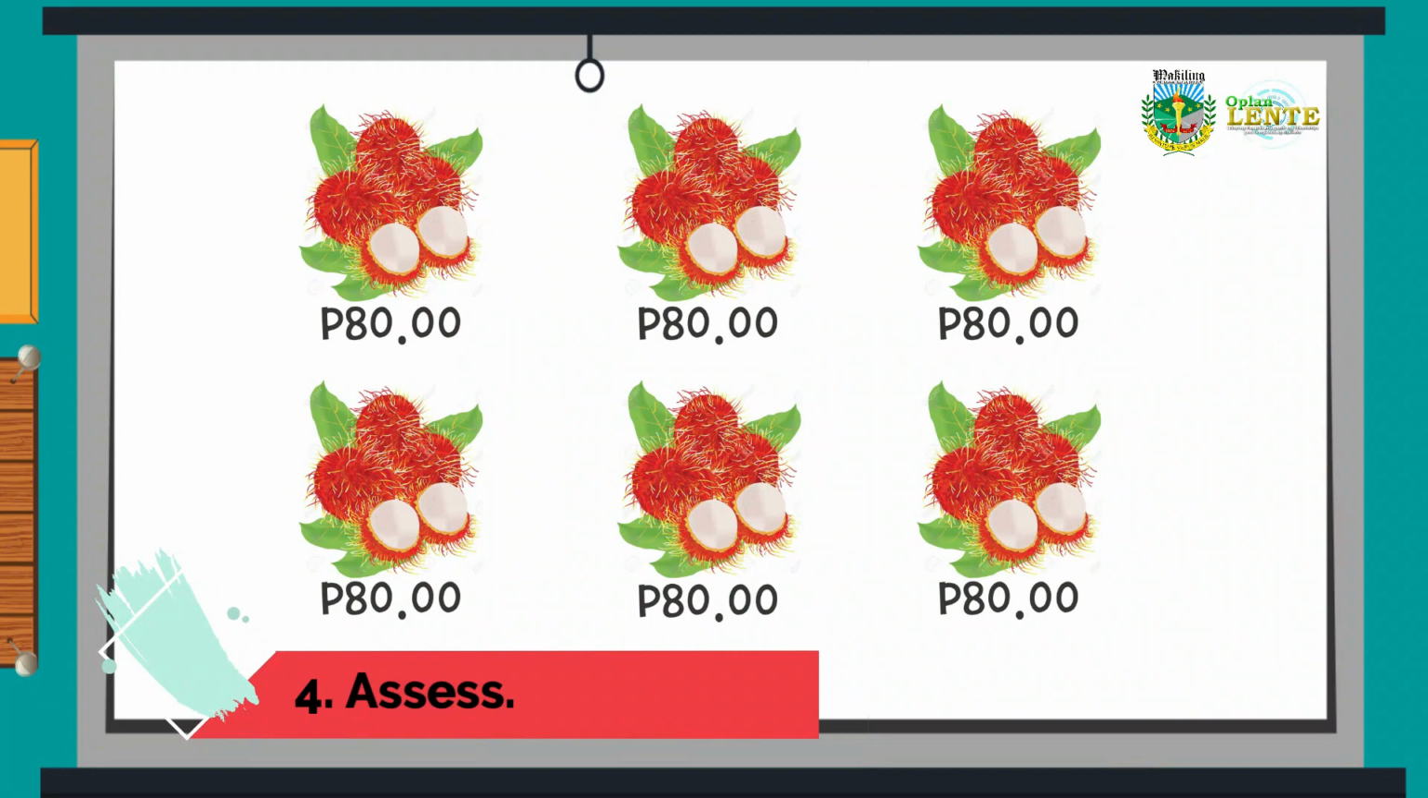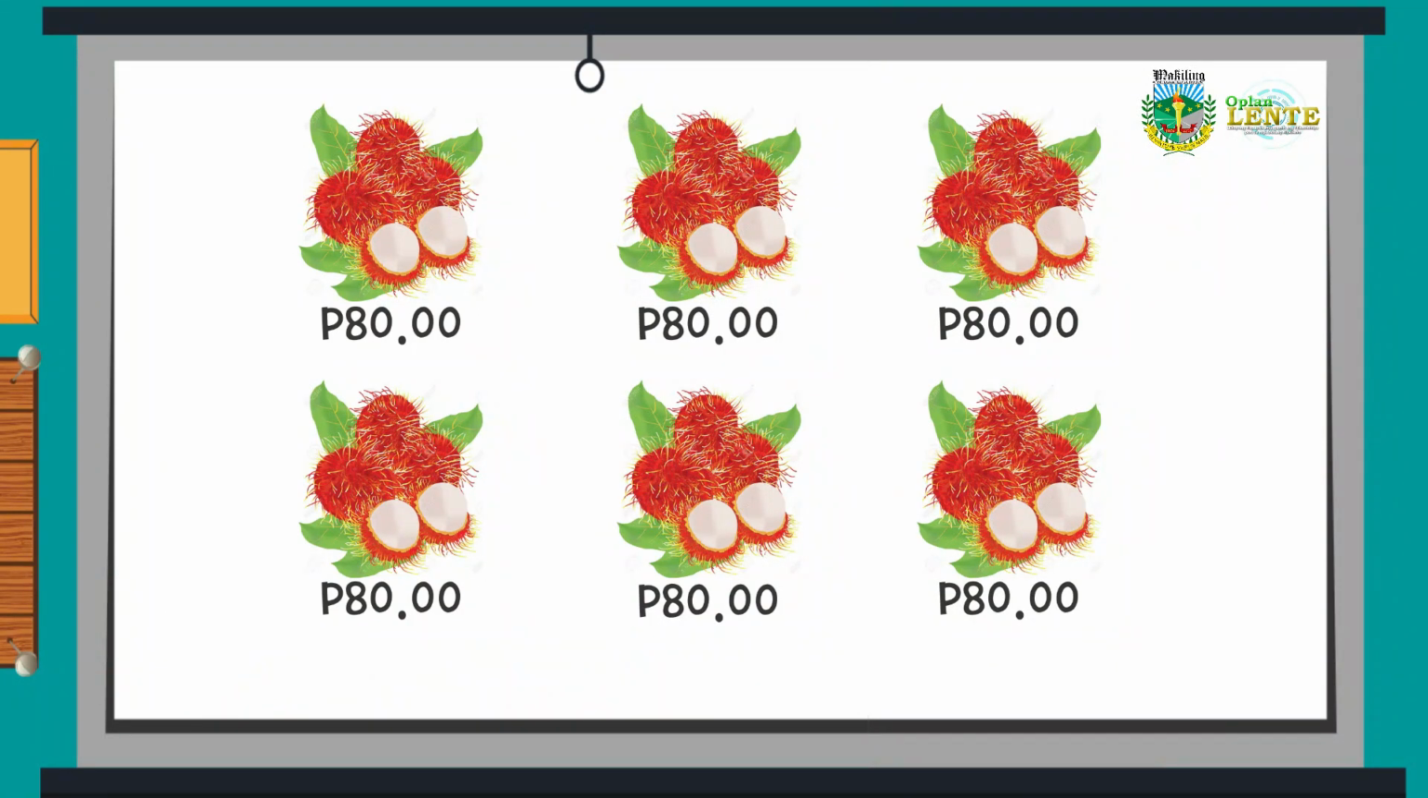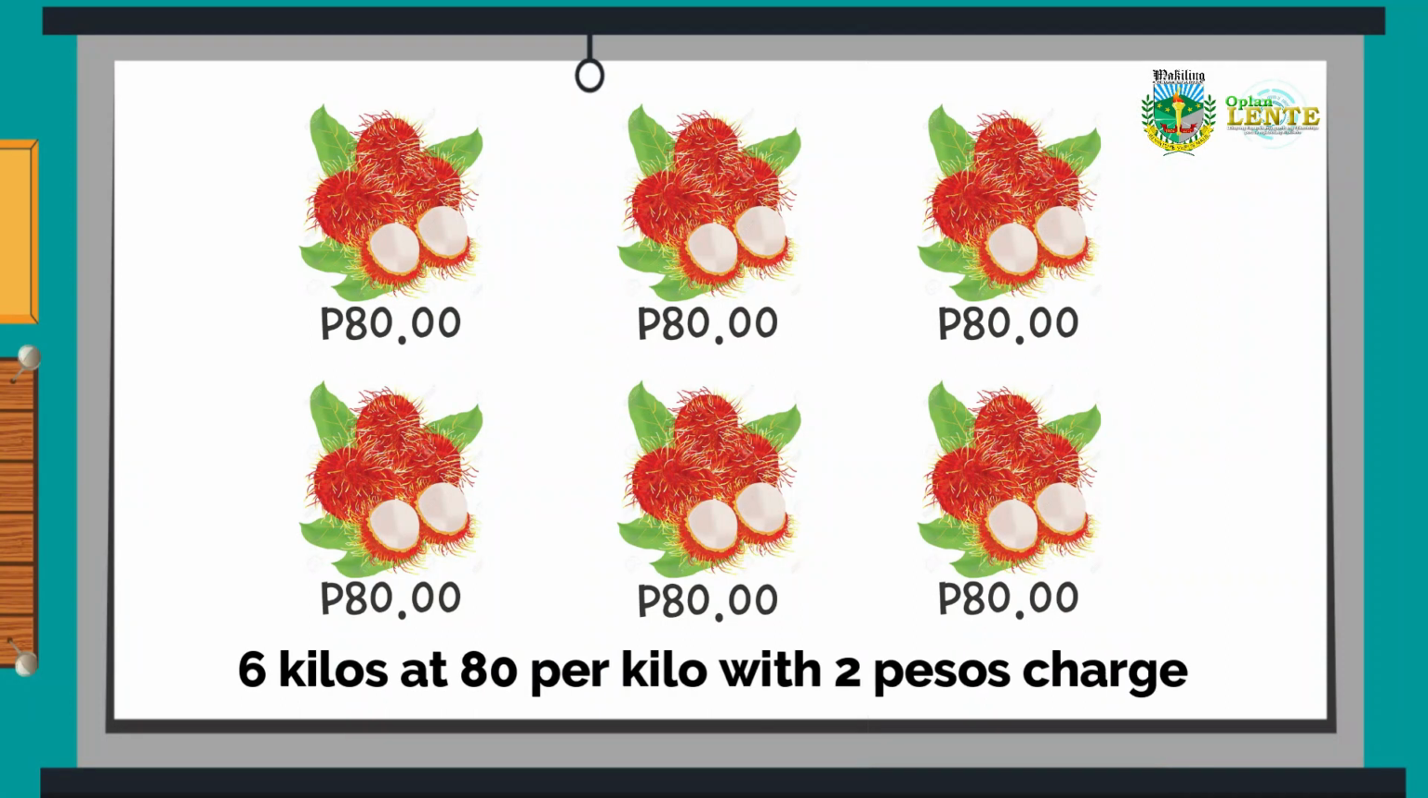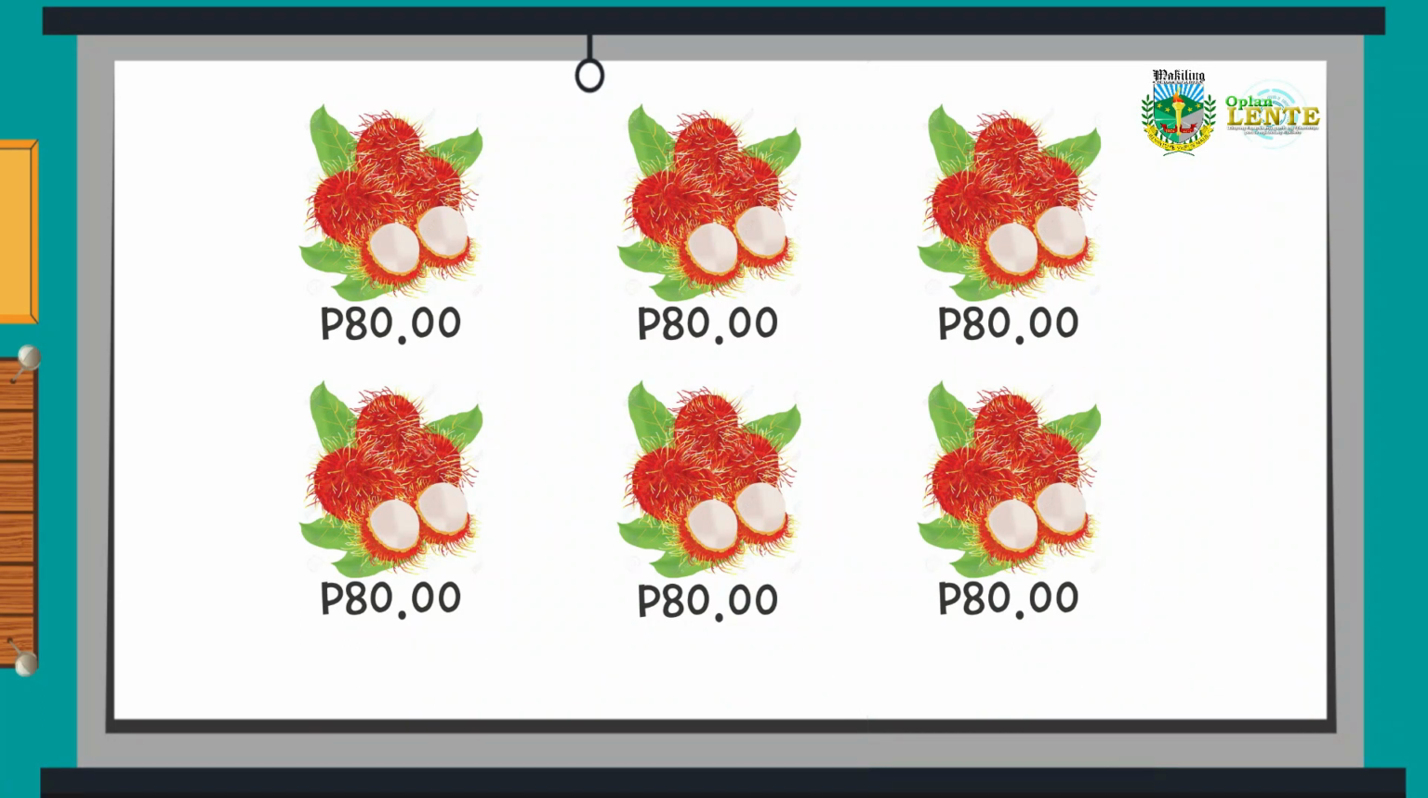Fourth step is to assess. Check if your answer makes sense and all the information and operations were properly utilized. After doing so, let us conclude that if a person wants to buy 6 kilos of rambutan at 80 pesos per kilo with 2 pesos charge for the plastic, the cost is 482 pesos.